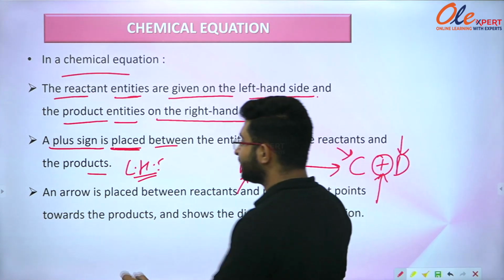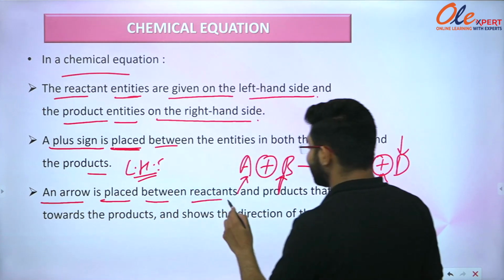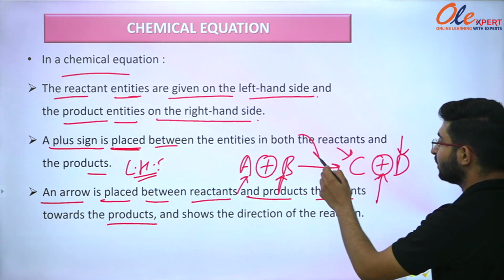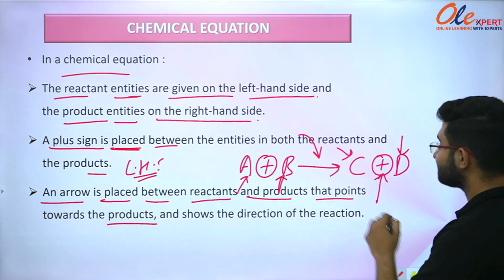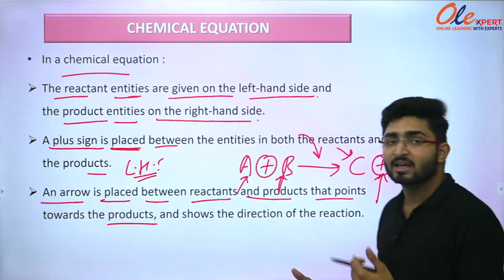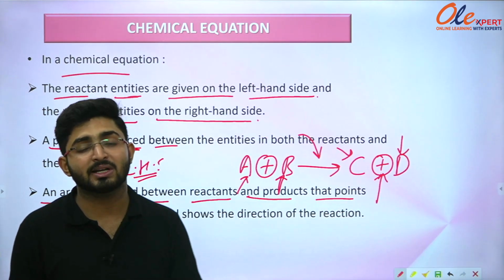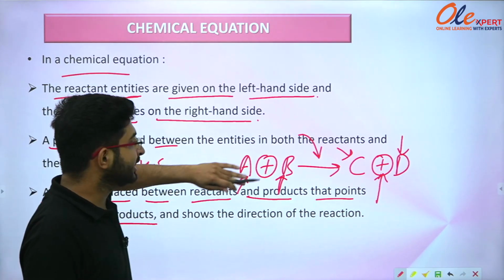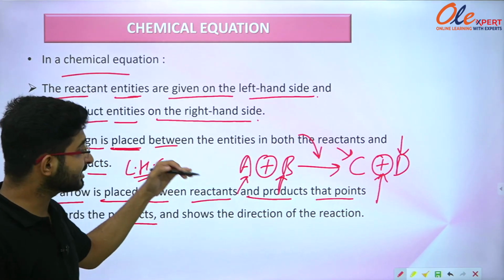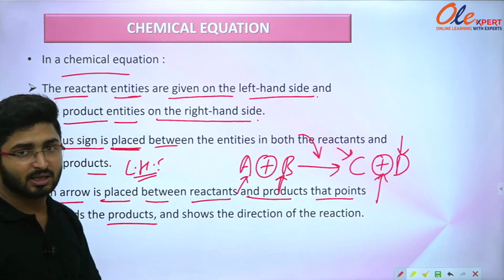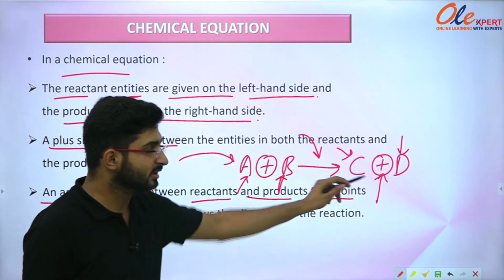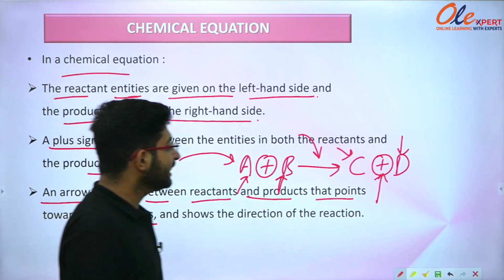Okay, now the next point is an arrow is placed between the reactants and products that points towards the products. You can see that there is an arrow in a chemical equation. It signifies the direction as well as where the reactant is and where the product is in a chemical equation. So from here to that direction, it signifies that the direction is forward, that is, the chemical equation is a forward chemical equation, as well as signifying that these are the reactants and these are the products. So this is the significance of the arrow here.